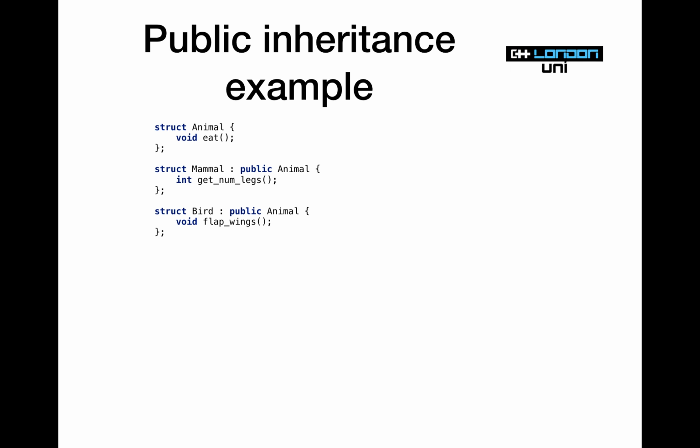So the idea behind this public inheritance is to say whenever we're expecting an animal, we can pass a mammal or we can pass a bird. But we can't pass a bird where a mammal is expected, and vice versa.